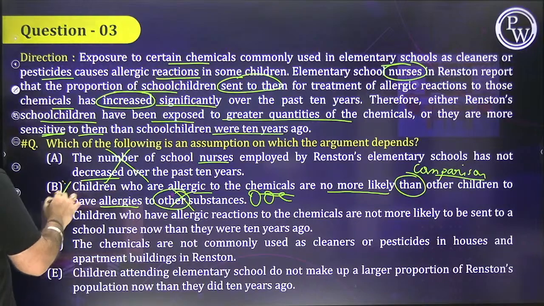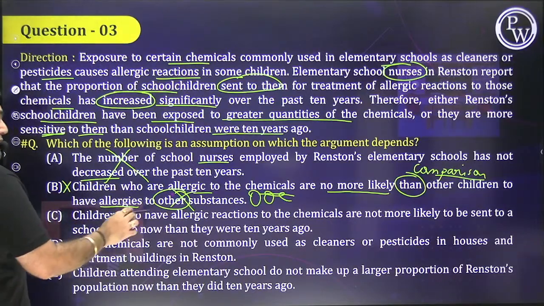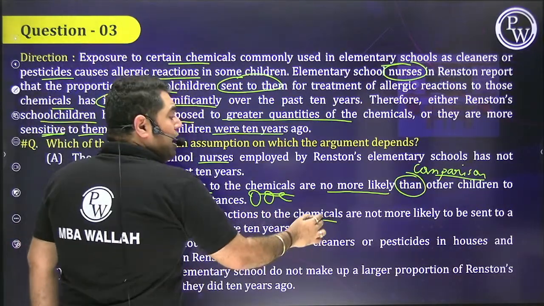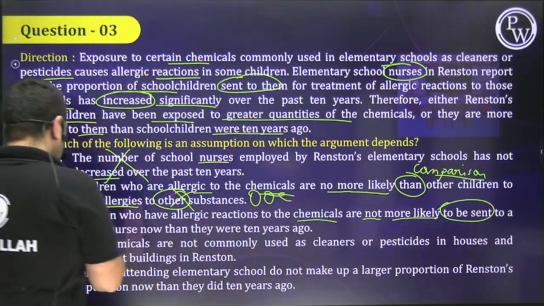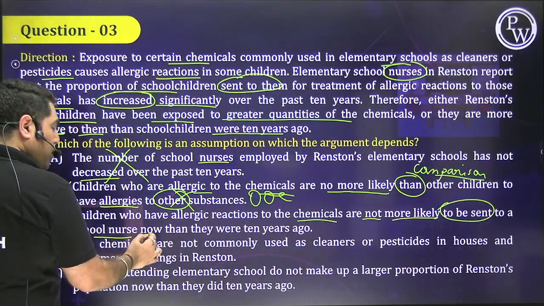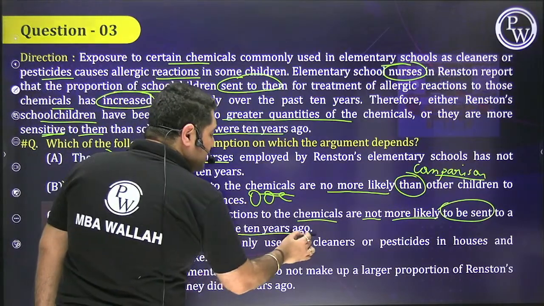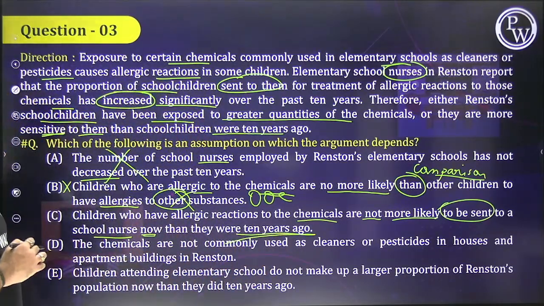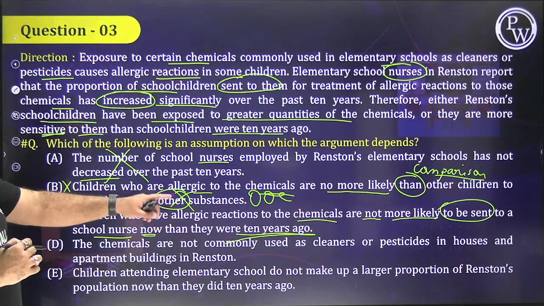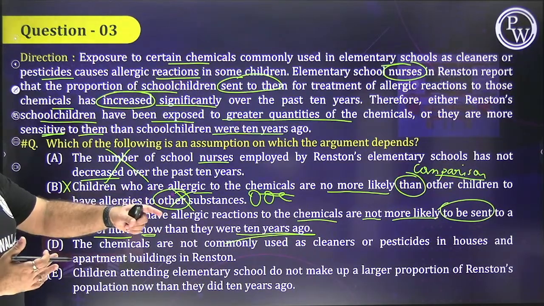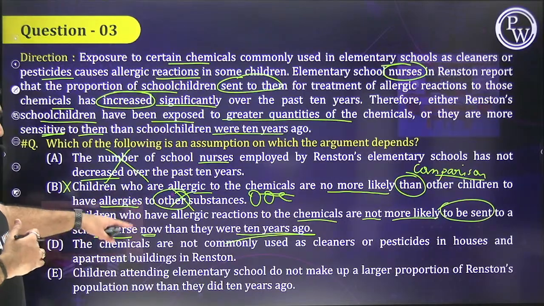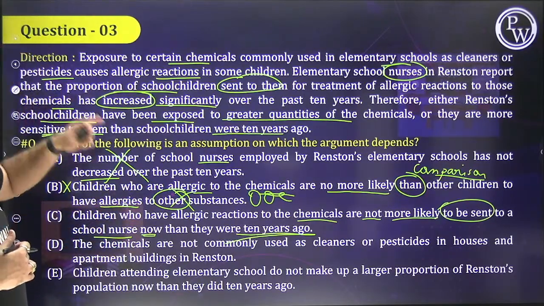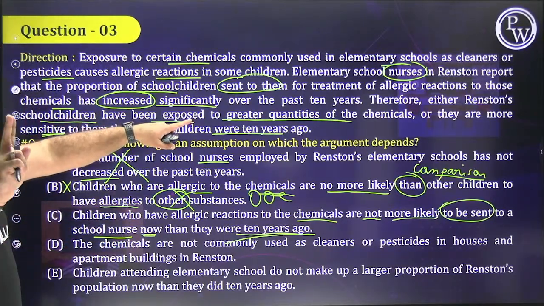So gone. See, children who have allergic reaction to the chemicals are not more likely to be sent to a school nurse now than they were 10 years ago. People, this is so interesting. So what is it saying? That children who now have allergic reactions are not more likely, chances are less, to be sent to a school nurse now than they were 10 years ago. And that is why there's either of the two possibilities.